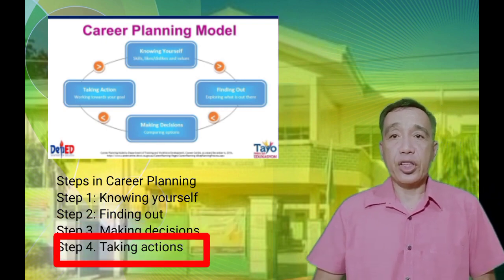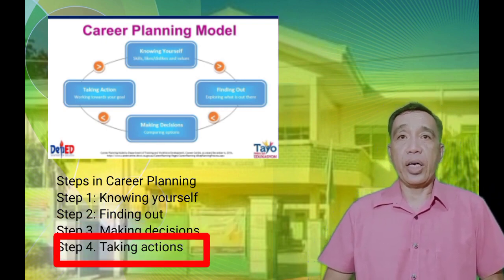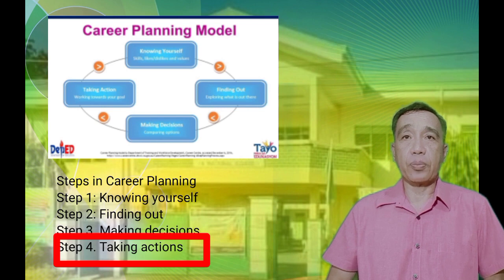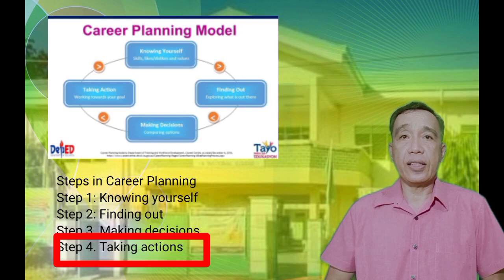Step number 4, taking actions. This is where you will start working toward achievement of your life and career goals. You should consider creating support systems composed of champions who can help you achieve your goals, possible roadblocks, and how to deal with them. You should also consider the factors that are getting in your way and those that are leading you toward your goals.